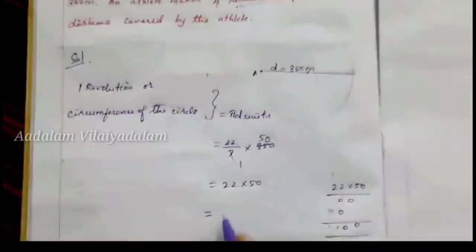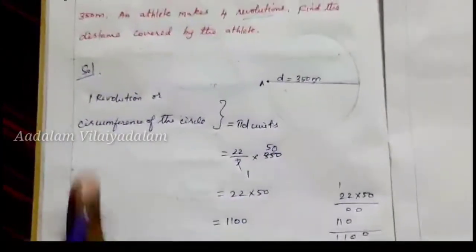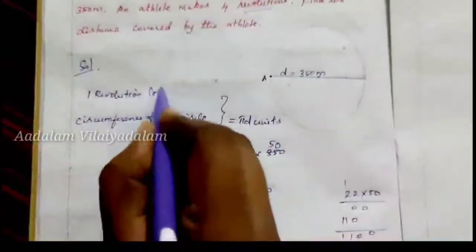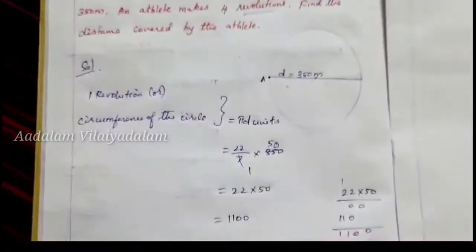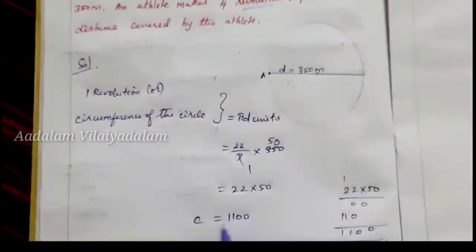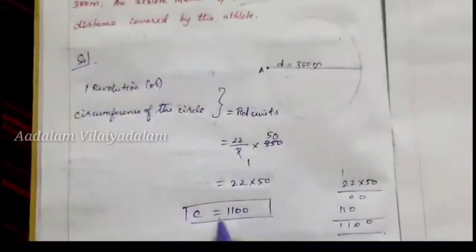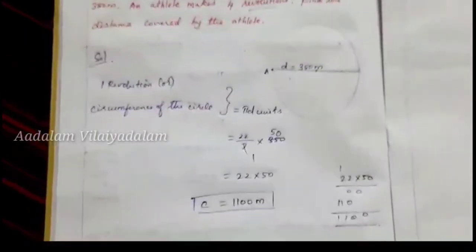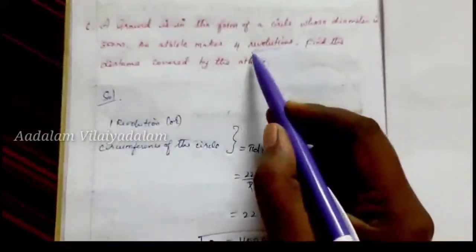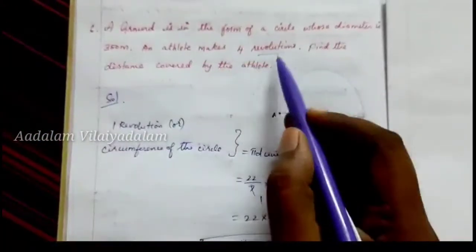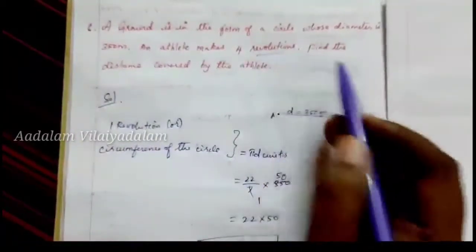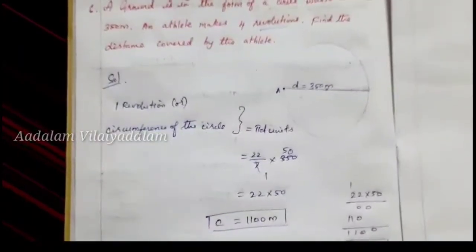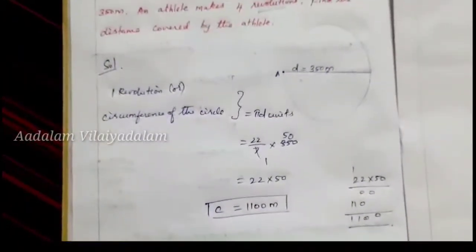So therefore, one time rotation or one time revolution, that means the circumference of the circle, is 1100 meter. Clear? Now they have asked for 4 times, if the athlete makes 4 revolutions, then we need to find that for the 4 revolutions.